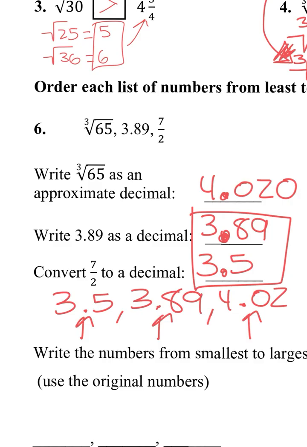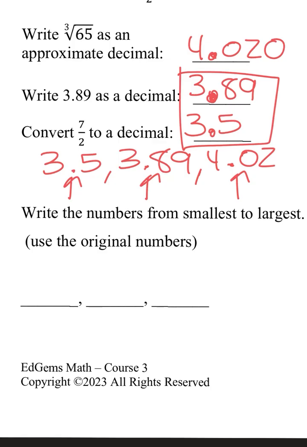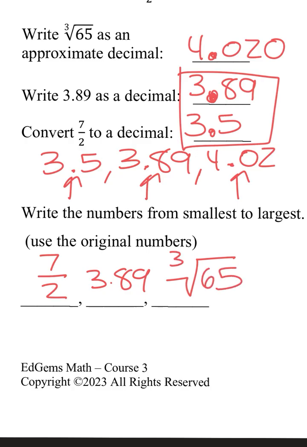And for the bottom part, it says write the numbers from smallest to largest, use the original numbers. So the original number, the smallest number is 7 halves. So let's go ahead and rewrite that in its original form. So it's going to be 7 halves. The next number after that is going to be 3.89. And the next number after that is the cube root of 65. Hopefully this is making sense to you. All right, let's move on to number 7.